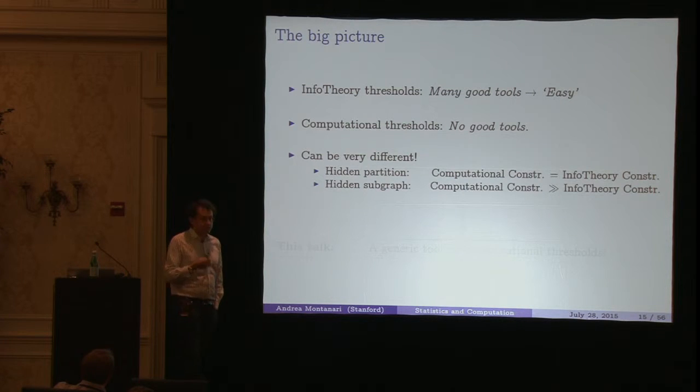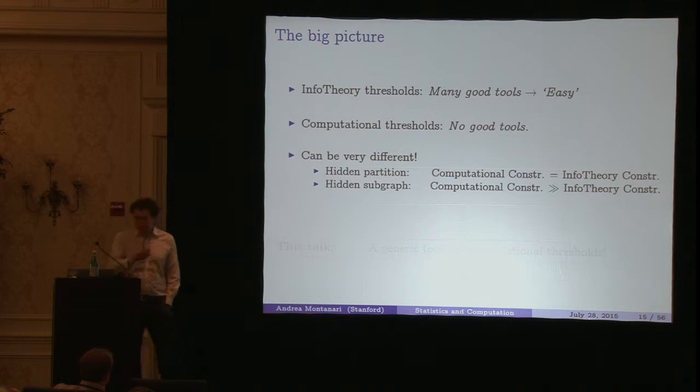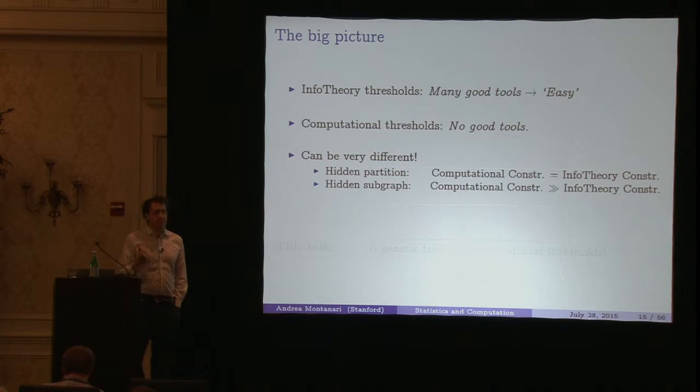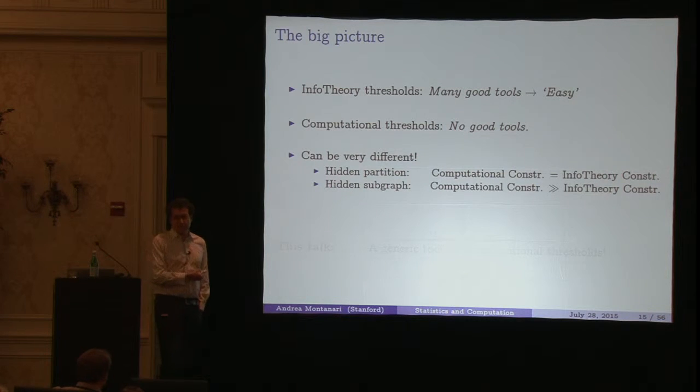Okay, and if you want to summarize all of this literature, from a technical point of view, what comes out is that we have good tools to understand the information theory limits or statistical limits. We have good tools to understand when a problem is solvable in principle. But we don't have good tools to figure out whether a statistical problem is solvable in polynomial time. And the difference wouldn't be a problem if there wasn't a gap between the two, but sometimes there is a big gap. The computational constraint is much more severe than an information theory constraint.